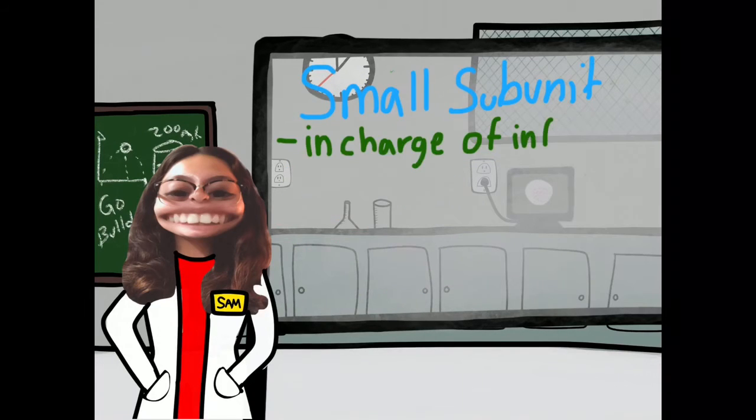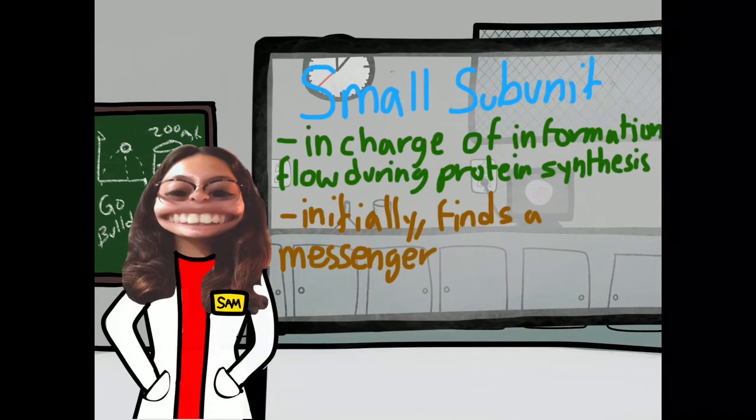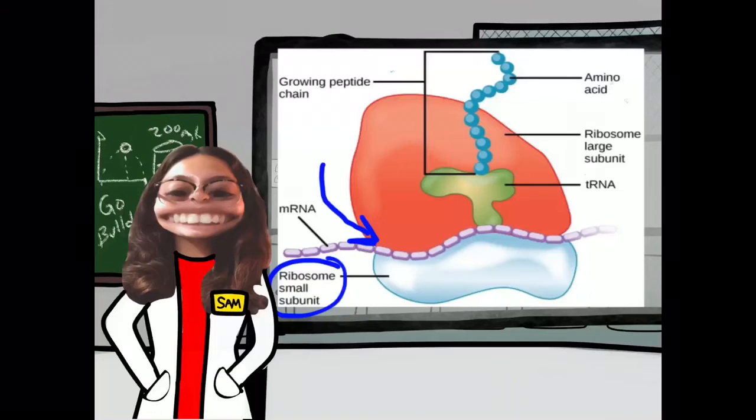This small subunit is in charge of information flow during protein synthesis. It initially finds a messenger RNA strand, and after combining it with a large subunit, ensures that each codon in the message is paired with the anticodon in the proper transfer RNA. The messenger RNA is thought to enter through a small hole.